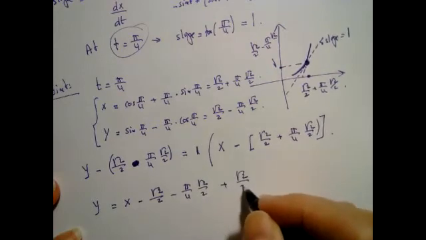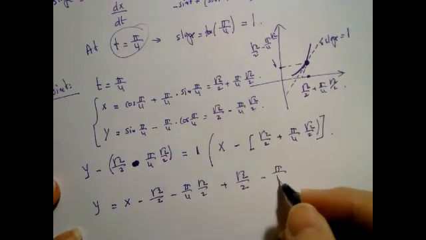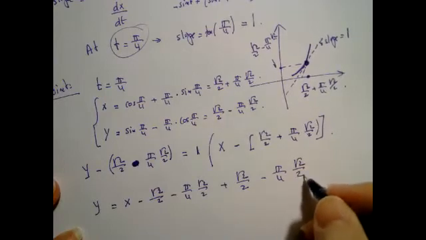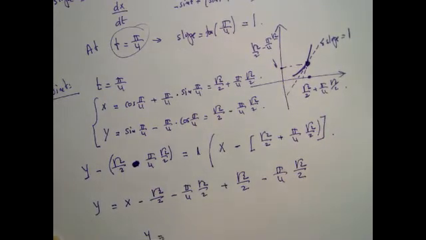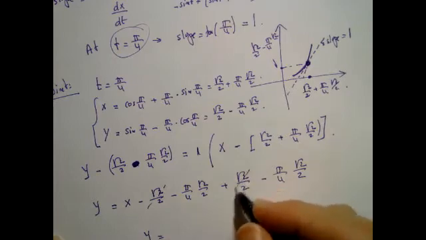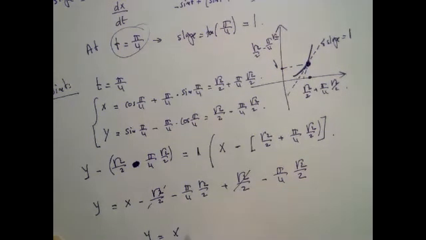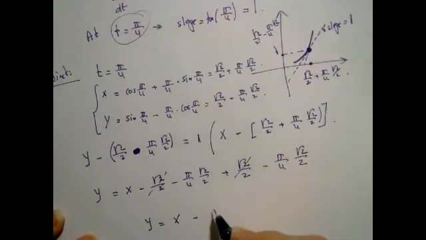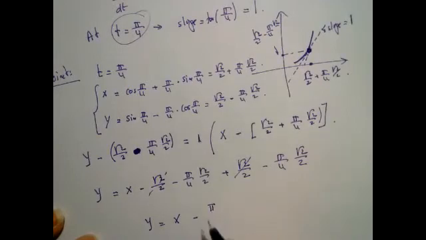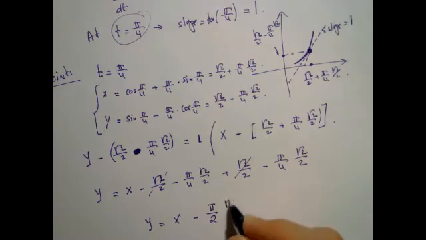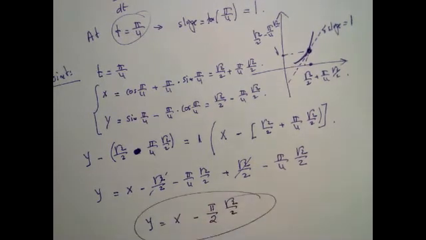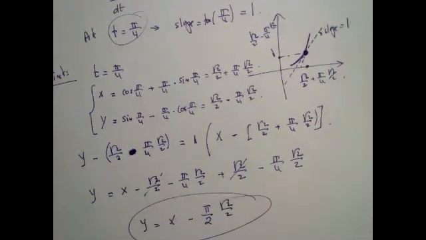Plus, minus. Okay, and then let's see how much I can simplify. This and this go away. So I will have x minus pi over 4 minus pi over 4 would leave me with pi over 2 square root of 2 over 2. Okay. So the numbers are not messy, but the idea is the same.